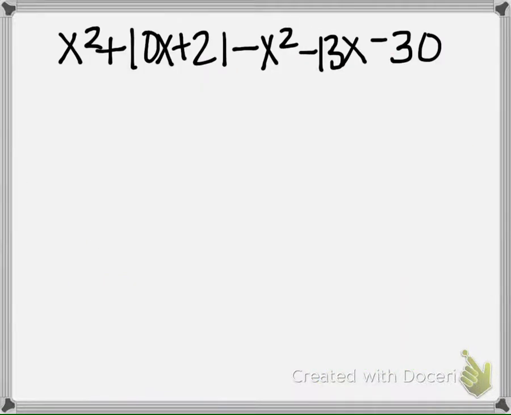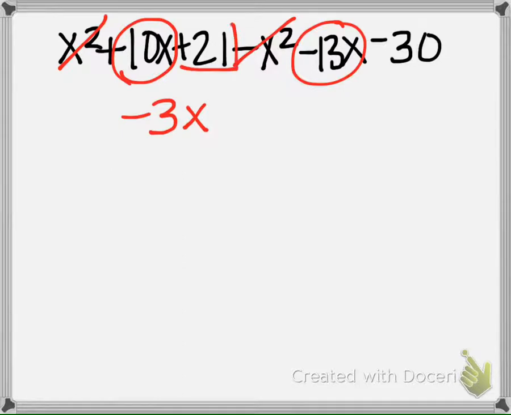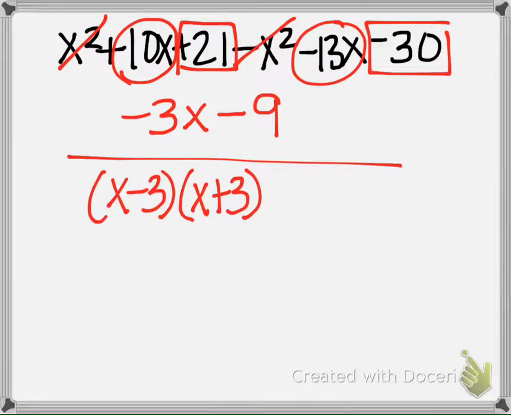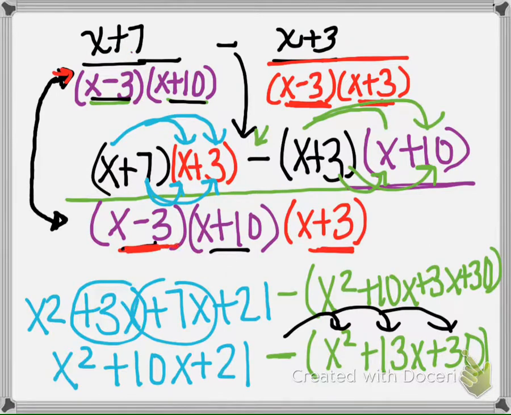Okay, now that we distributed the negative through, now we're going to combine the like terms. So x squared and negative x squared, those cancel. And then 10x and negative 13x is negative 3x. And 21 and negative 30 is negative 9. And all of that is over x minus 3 times x plus 3, this was our common denominator, times x plus 10. So it's the same thing that we had here.